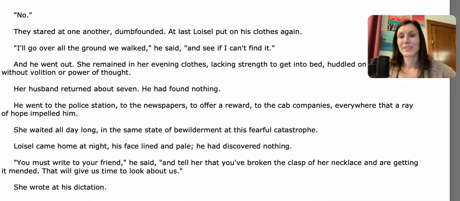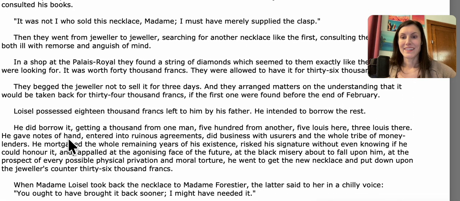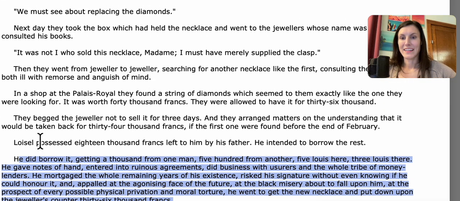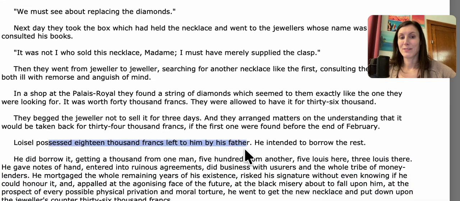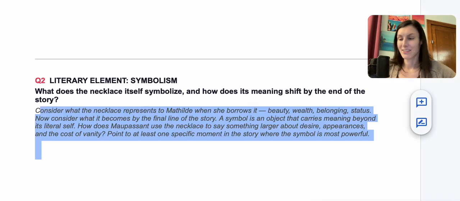He had this whole inheritance that he had to use for this, so he did borrow, because he has his 18,000 francs left to him by his father. Then he had to take out a bunch of ruinous loans. So at this point, the necklace could symbolize the danger of living beyond your means. Even though she was just renting or borrowing the necklace, she ended up having to pay it back.